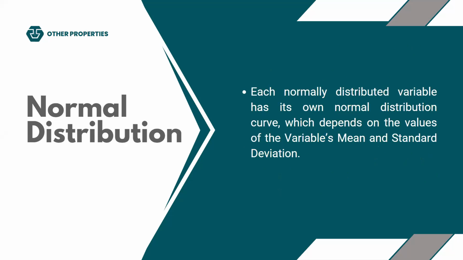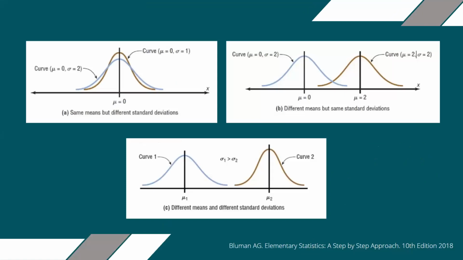Each normally distributed variable has its own normal distribution curve, which depends on the values of the variable's mean and standard deviation. In figure A, same means but different standard deviations are shown. In figure B, different means but same standard deviations, and in figure C, different means and different standard deviations are shown.